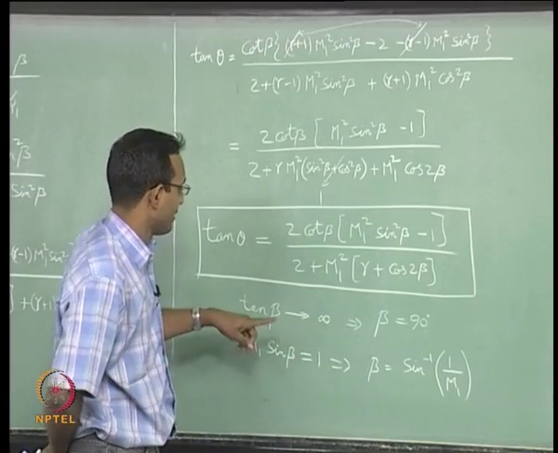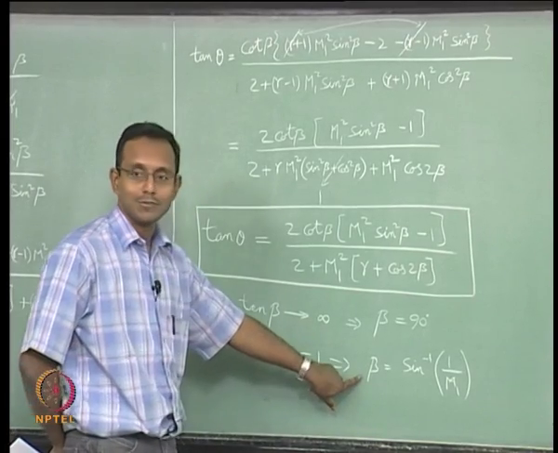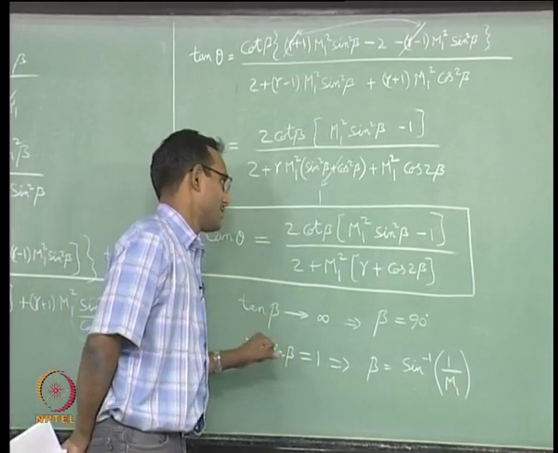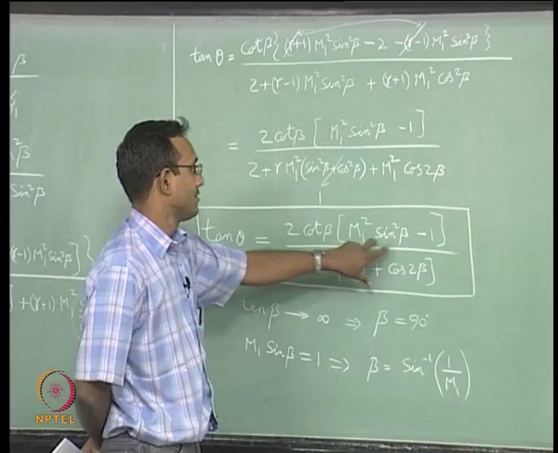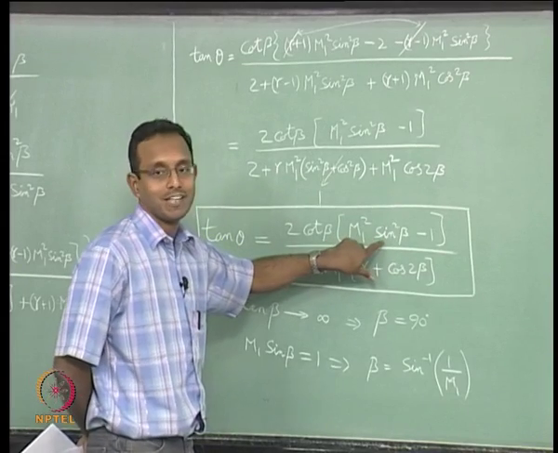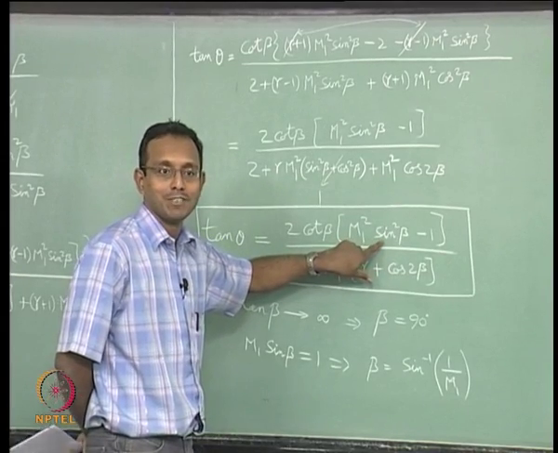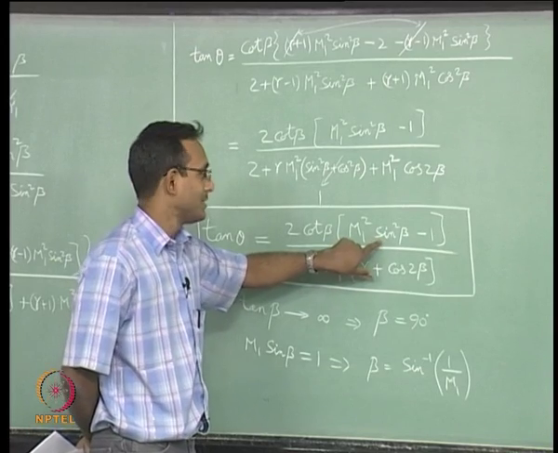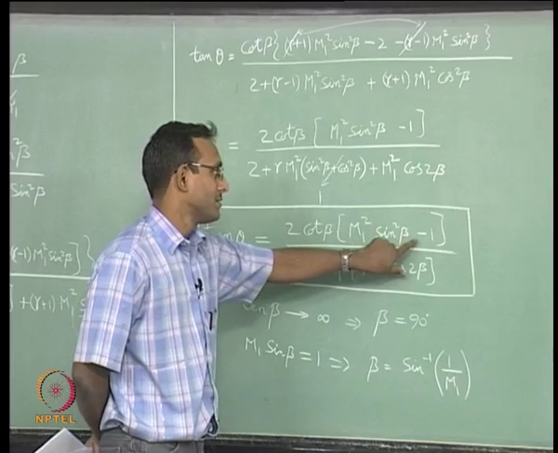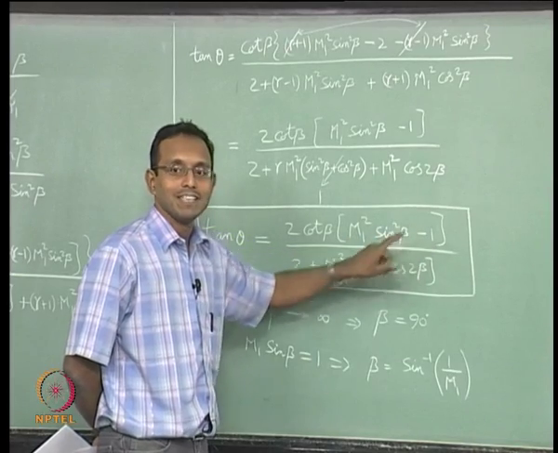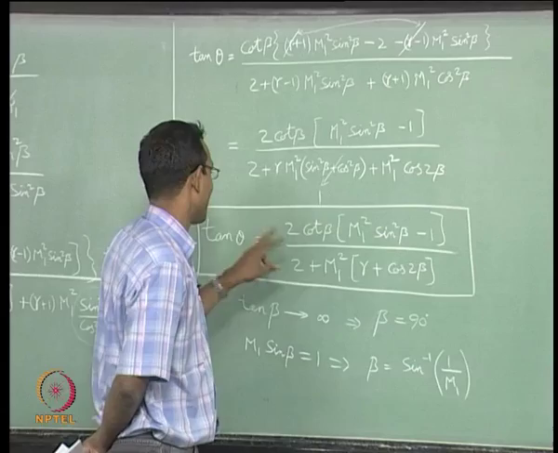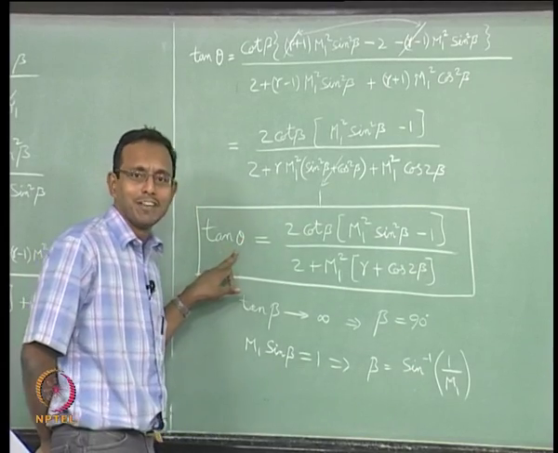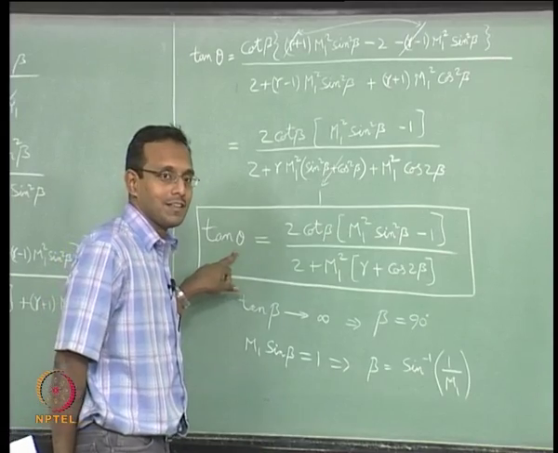What if my beta is less than this value? If my beta is less than this value, then sin square will become lesser than that value, right. Sin is an increasing function from 0 to 90. It will become less than that value, which means M1 square sin square beta minus 1 will be less than 0, it will become negative. That does not mean anything here, theta will become negative, we cannot tell anything special here.